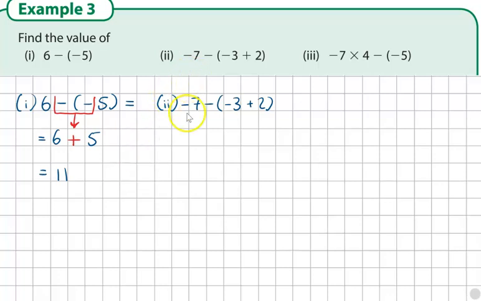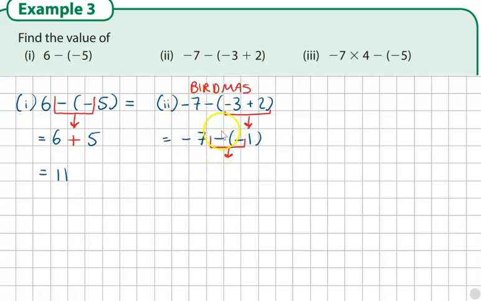Part 2, minus 7 minus bracket minus 3 plus 2. So we follow BIRDMAS first of all, so we do what's inside the bracket. Minus 3 plus 2 is minus 1, because different signs, we subtract and keep the bigger sign. And then we put the brackets around it, and we bring down the minus, the 7, and the minus.